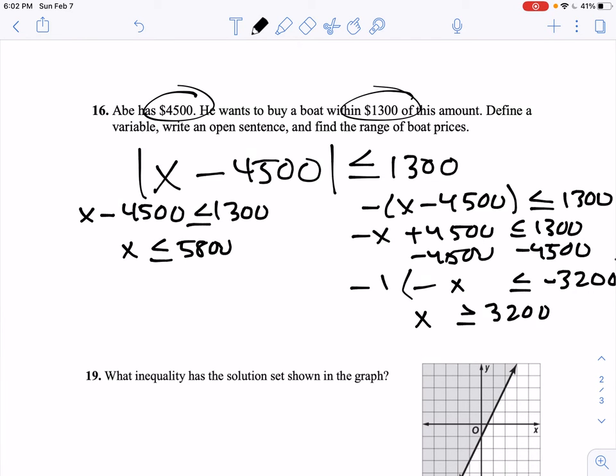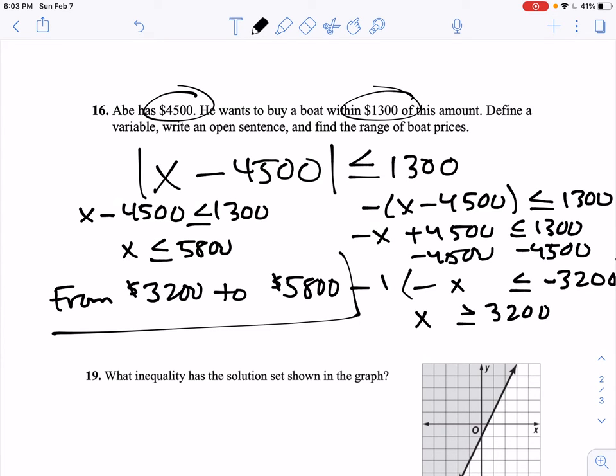And so you now have your range. x is greater than or equal to 3,200, but it's less than or equal to 5,800. So the range of both prices would be from 3,200 to 5,800 would be your range. All right, this was your open sentence. You're good to go. All right, and then what inequality has a solution set shown in the graph?